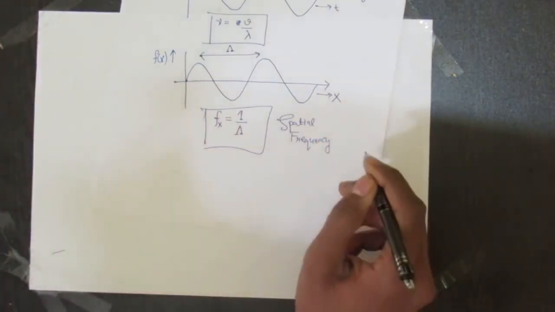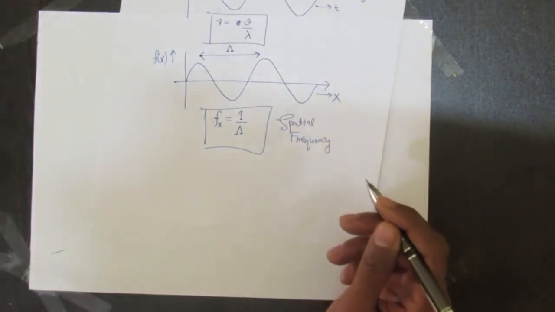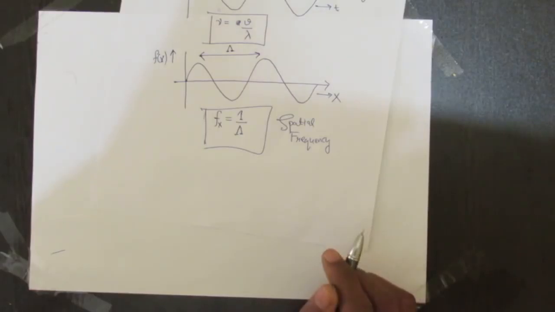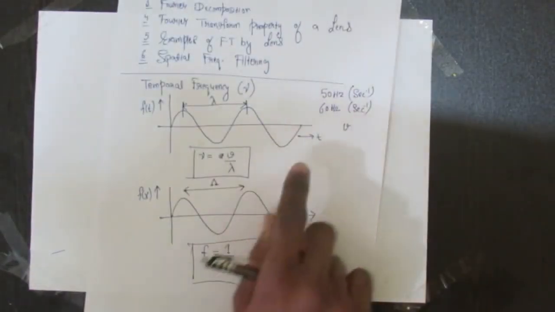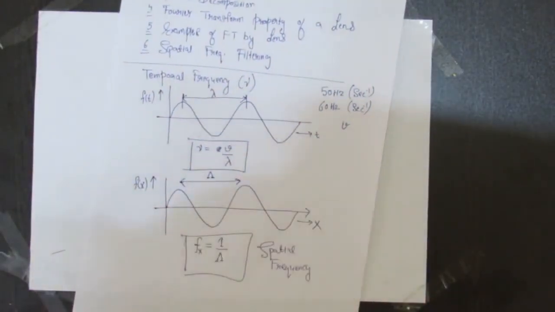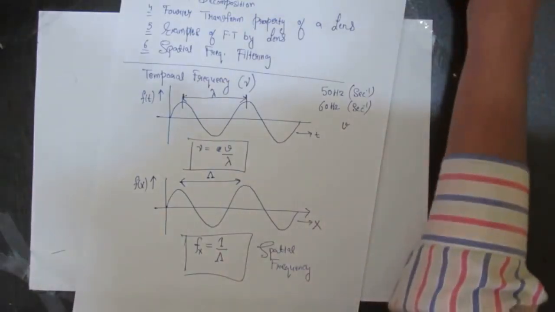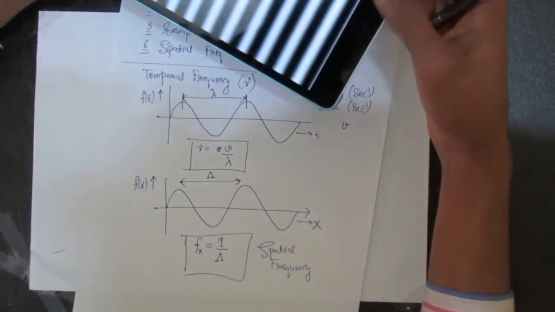Okay, spatial frequency, because the function is depending on spatial coordinates, and in the previous one you had the temporal frequency, because the function was depending on time coordinates, right? I can show you some other images. Let me show you some other images.